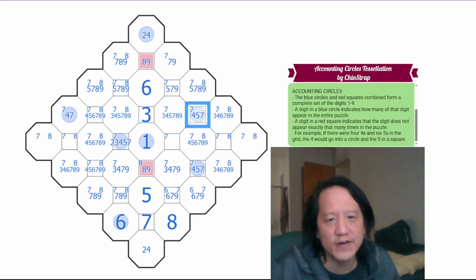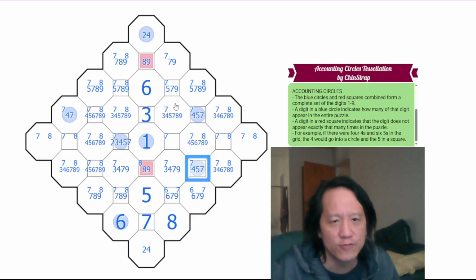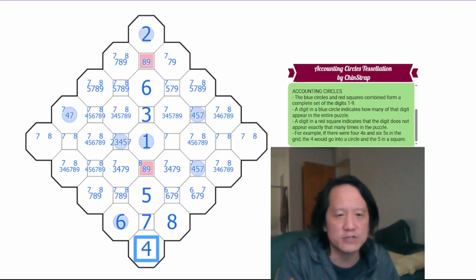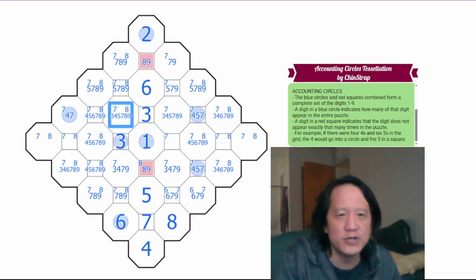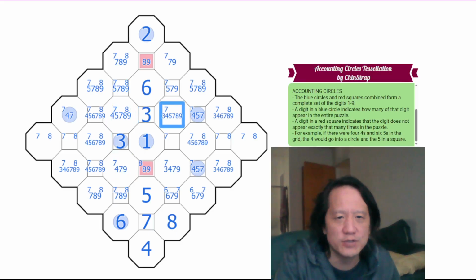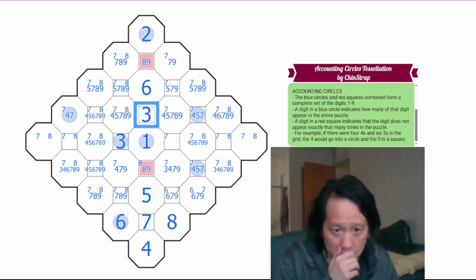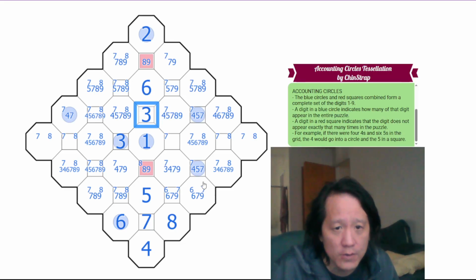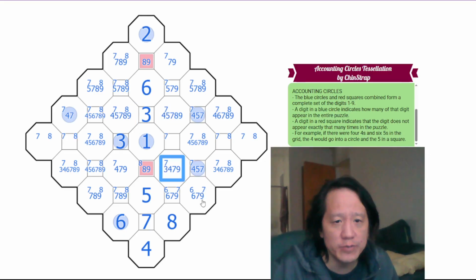We have a 4, 5, 7 triplet in the circles. So now we have to eliminate 4, 5, and 7 in the rest of the circles. This can't be 4. This is 2, which makes this 4. This can't be 2, 4, 5, or 7. This is 3 then, which eliminates 3 in the rest of the column. This 3 eliminates 3 in the rest of the row. So 3 could be here.